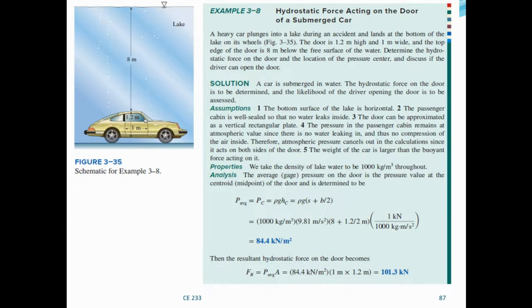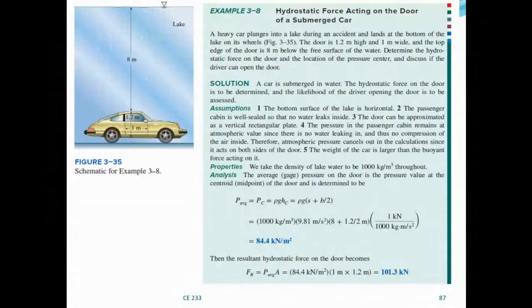You have the atmospheric pressure from outside, included with the gauge pressure, and you have atmospheric pressure inside. So we will only be considering the gauge pressure. And the weight of the car is larger than the buoyant force acting on it. Later, after this, we'll explain what is buoyant force. So what we're saying is that the car is in static equilibrium.